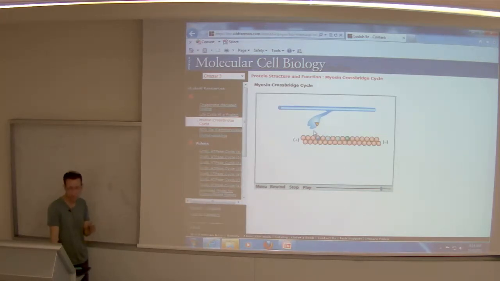So instead of two myosins going and bumping into each other and making a car accident, the actin filaments are unidirectional and have, due to their polarity, a direction.